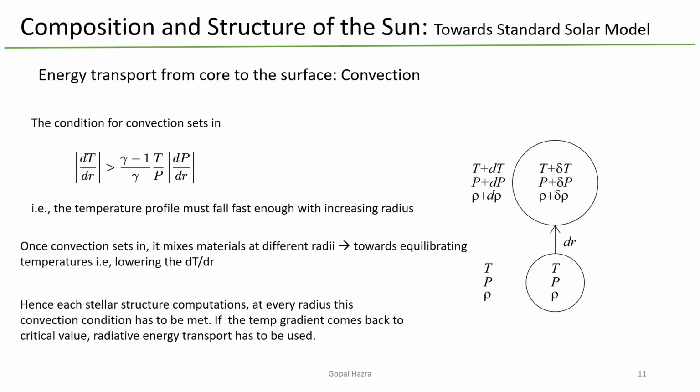Whenever this radiation goes in, this process can be possible. But if DT/DR is less than this, then this blob will never go out. So this is for the buoyancy to set in. Very fast, exactly. And that is actually true.